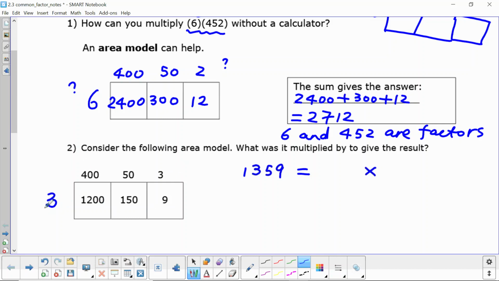So we know that 453 times 3 will give you 1359. And these two are factors of 1359. This form we call factor form. And from the number, when you write it as 2 factors multiplied together, we call this factoring.